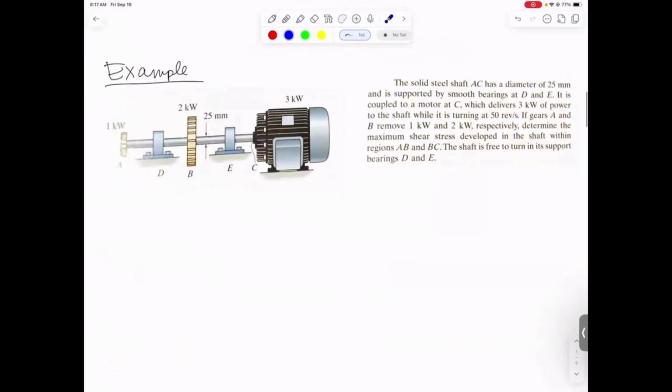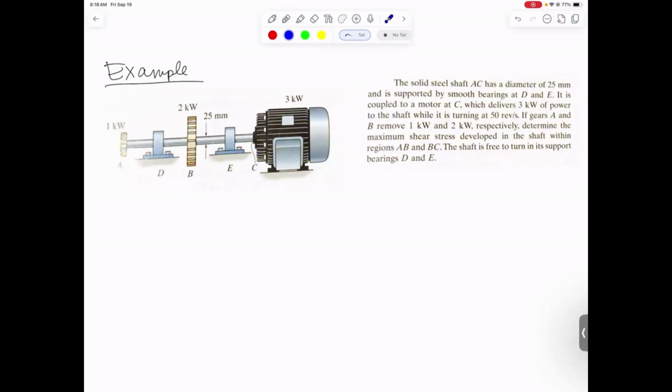Let's do an example. My example that I'm going to start out with is this solid steel shaft that goes from A to C, has a diameter that we're given, 25 millimeters. It's also in the figure. And it says it's supported by smooth bearings at D and E. So for torque purposes, these bearings, we're going to assume they allow the shaft to totally freely rotate and don't provide any torque. And so the torque is all going to be happening where the motor connects to the shaft, as well as where these gears connect to the shaft.